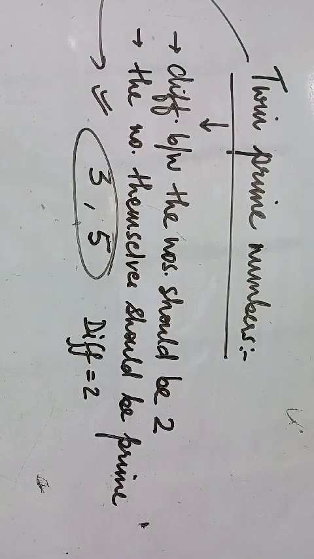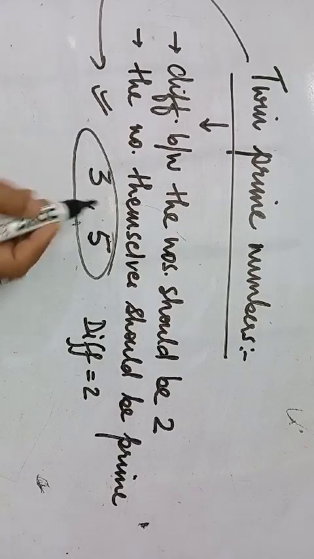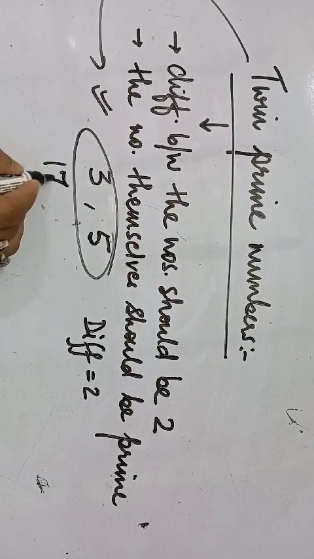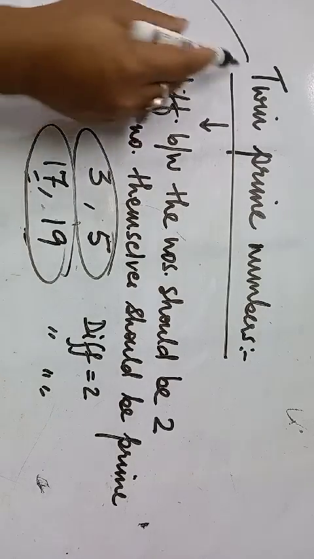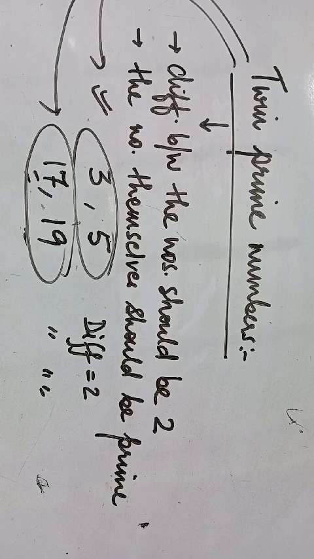So can you think of any other numbers which are twin prime? So 17 and 19. 19 minus 17, the difference is 2 again, and these are individually prime numbers. So these are also going to come under the category of twin prime numbers. Similarly, you can have 41, 43 and so on and so forth.